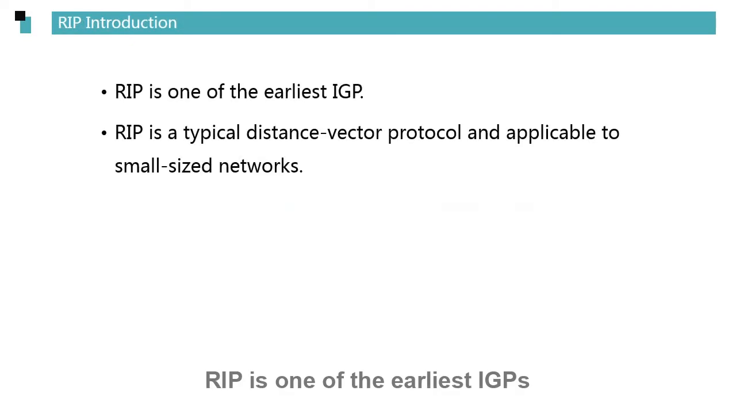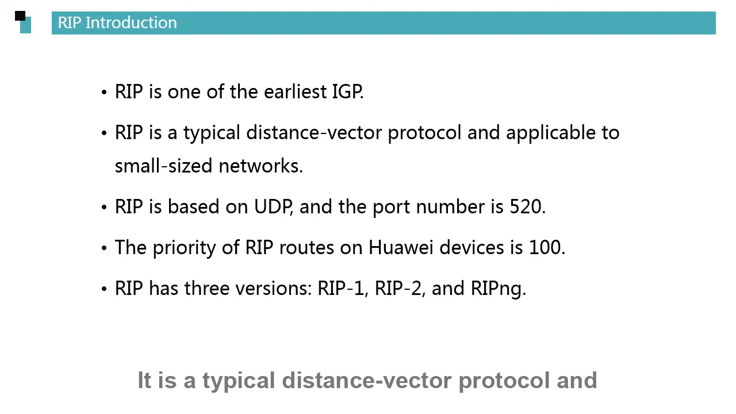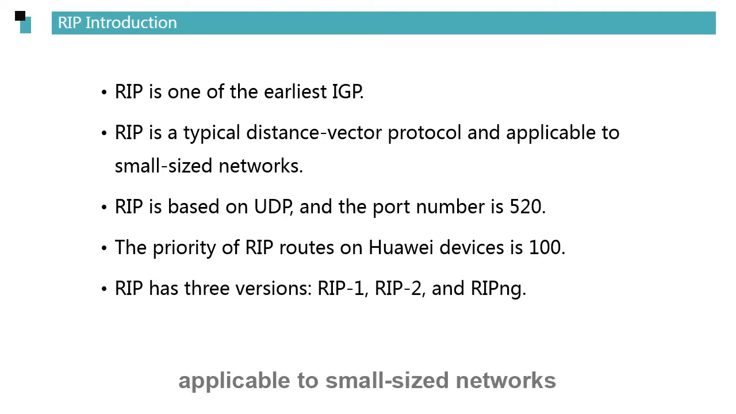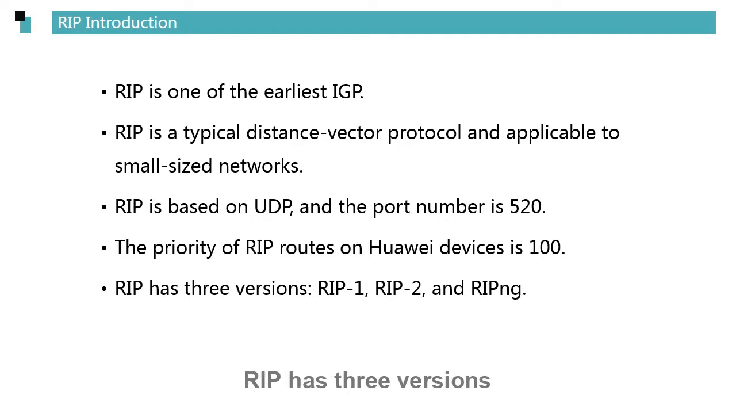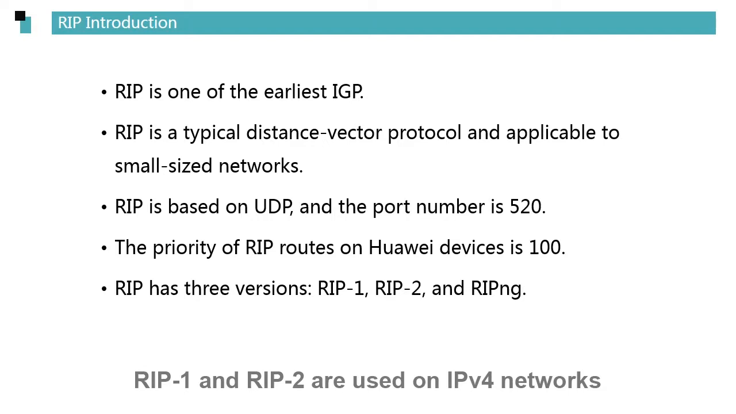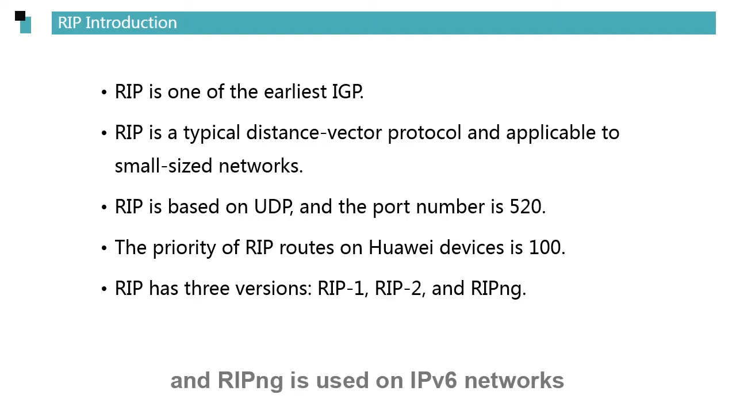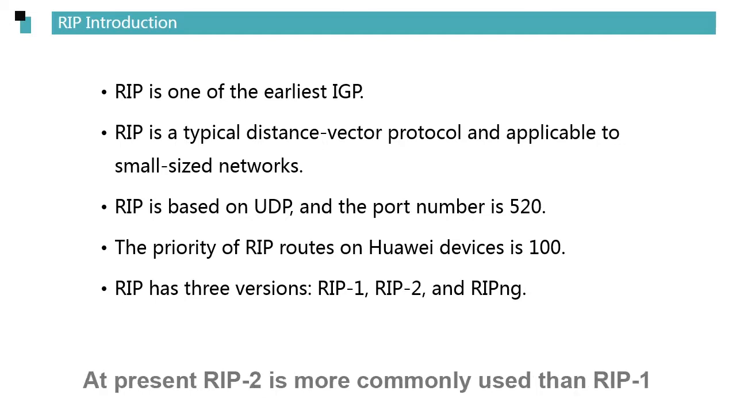RIP is one of the earliest IGPs. It is a typical distance vector protocol and applicable to small-sized networks. RIP is based on UDP, and the port number is 520. The priority of RIP routes on Huawei devices is 100. RIP has 3 versions: RIP 1, RIP 2, and RIPng. RIP 1 and RIP 2 are used on IPv4 networks, and RIPng is used on IPv6 networks. At present, RIP 2 is more commonly used than RIP 1.